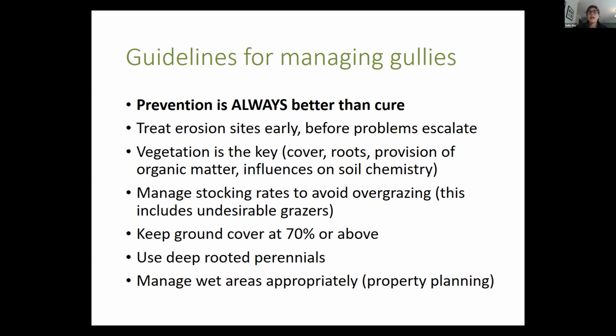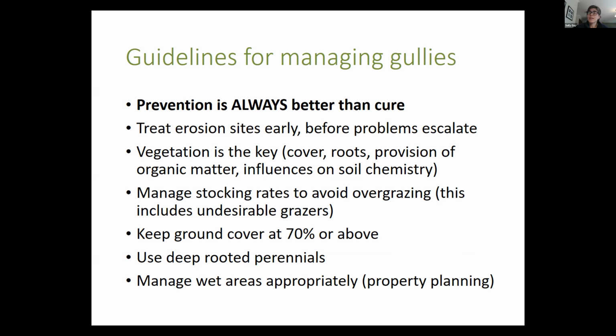So really important to manage stocking rates to avoid overgrazing and baring out areas of ground in susceptible areas. And so on your drainage lines, really we need to be looking at keeping ground cover as high as we can. 70% would be a minimum. And using deep-rooted perennial species in those areas gives you much greater soil binding capacity. So that's where our sedges and rushes come into play.